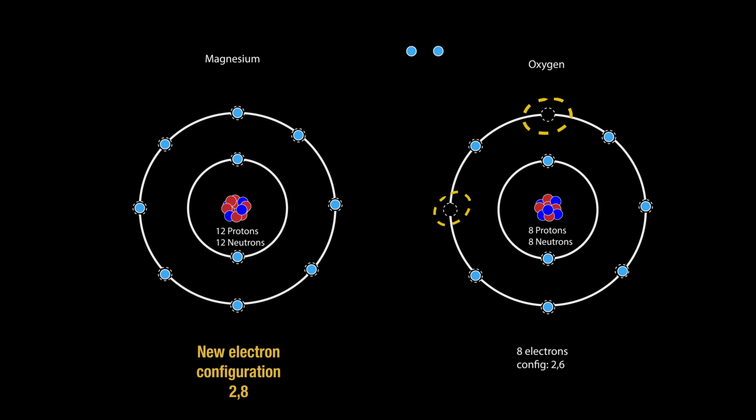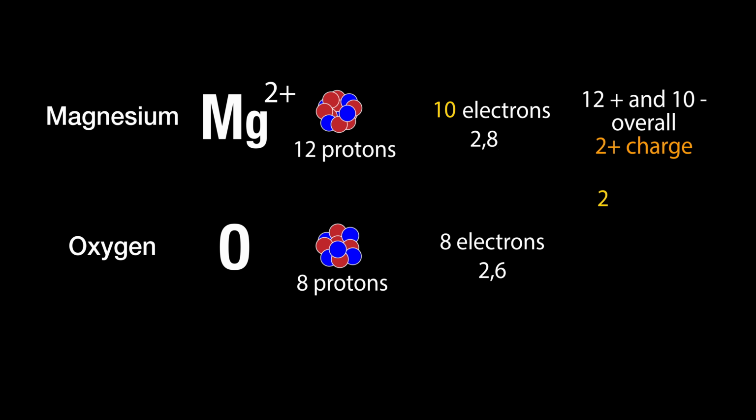Both atoms were neutral due to the fact that they had equal numbers of positively charged protons and negatively charged electrons. But now magnesium has given up 2 electrons, leaving a 2+ overall charge in their wake. And oxygen has 2 extra electrons, which means that it now has a 2- overall electrical charge. These new ions are the reason we call this process ionic bonding.